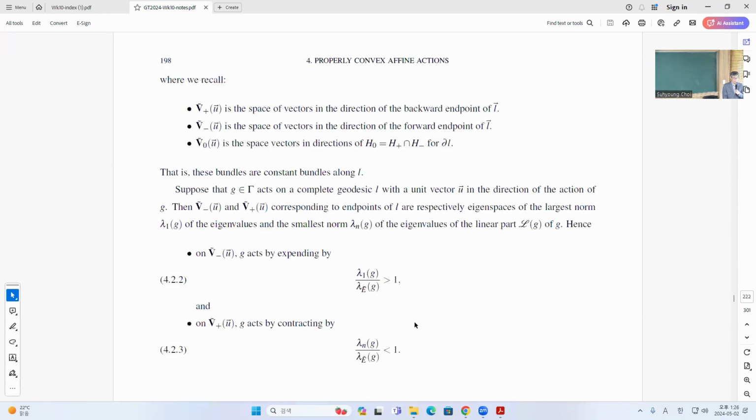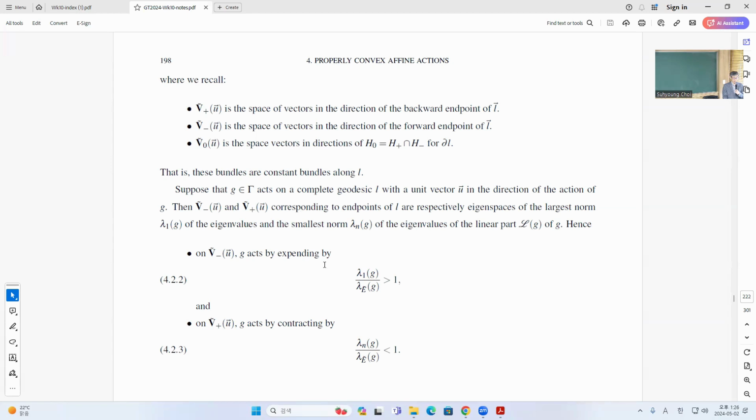So the flow we define is actually well defined. This is in the backward direction, this is the forward direction, and so on. Okay, and so if the G acts on this complete affine geodesic with unit vector in the direction of and corresponding to the endpoints, and they have some eigenvalue corresponding to lambda one and the smallest eigenvalue of the linear part of LG.